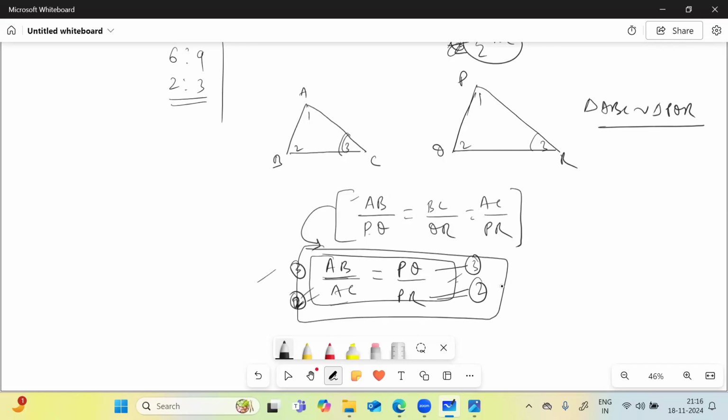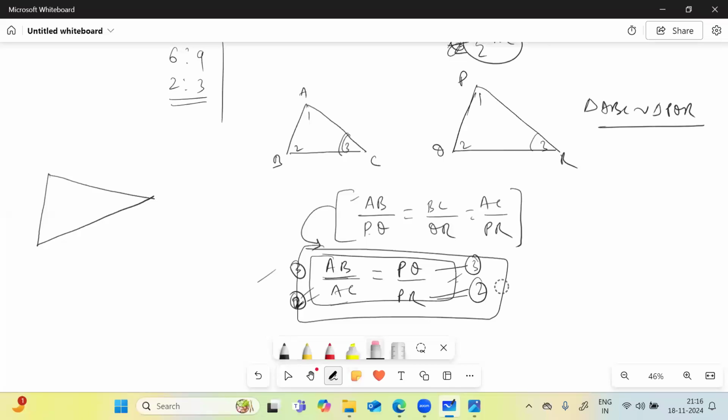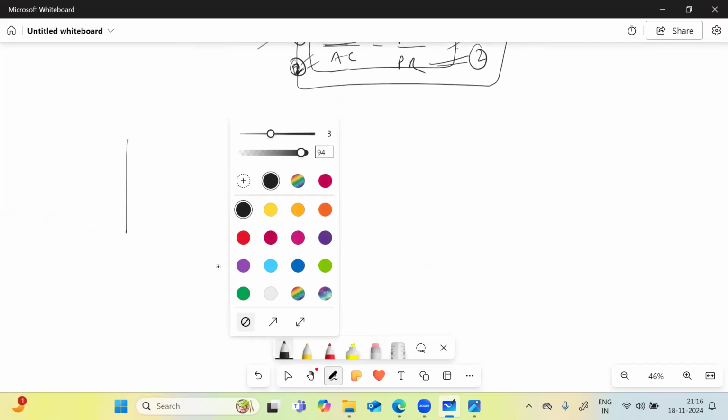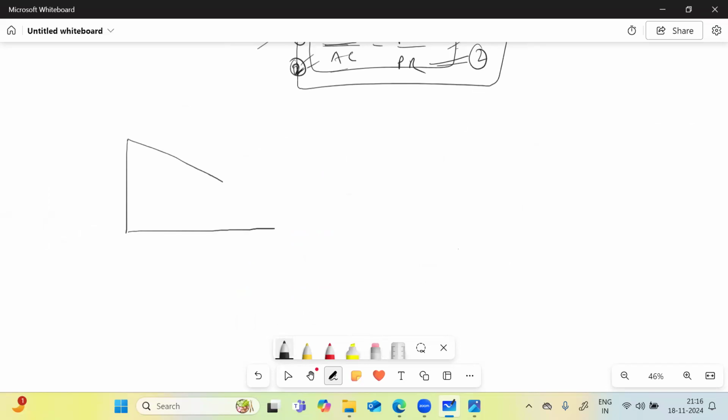Now, solve this for me. And this is also a very important concept here. Let me take a right angle triangle, which is triangle ABC.